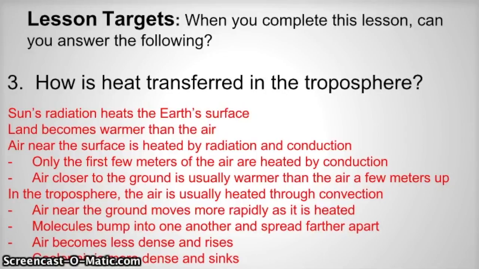So in the troposphere, the air that's up higher is usually heated through convection. The air near the ground moves more rapidly as it's heated. Because of that, the molecules bump into one another and spread farther apart, becoming less dense and rising. As it rises, it runs into the colder air. Because the cooler air is more dense and the warmer air is taking its place, the cooler air sinks and takes the place of the warmer air.